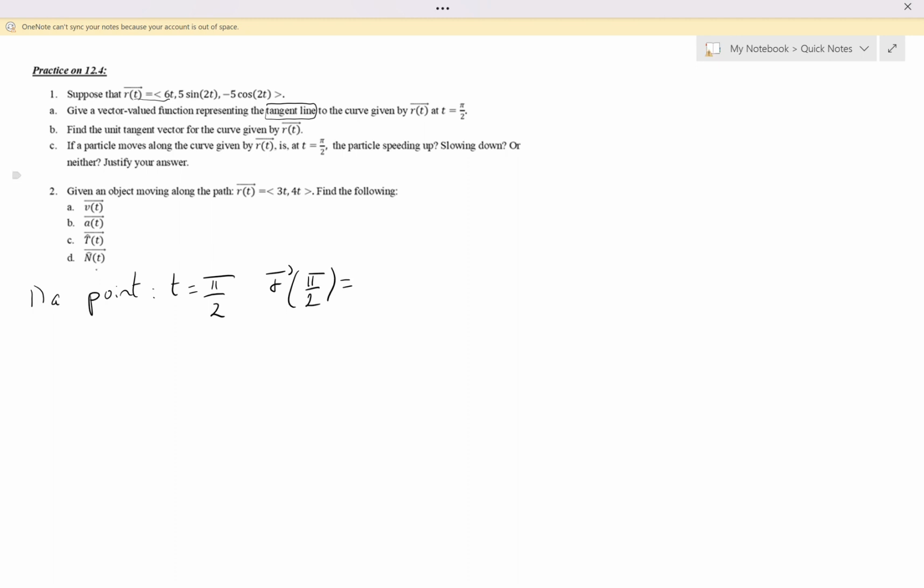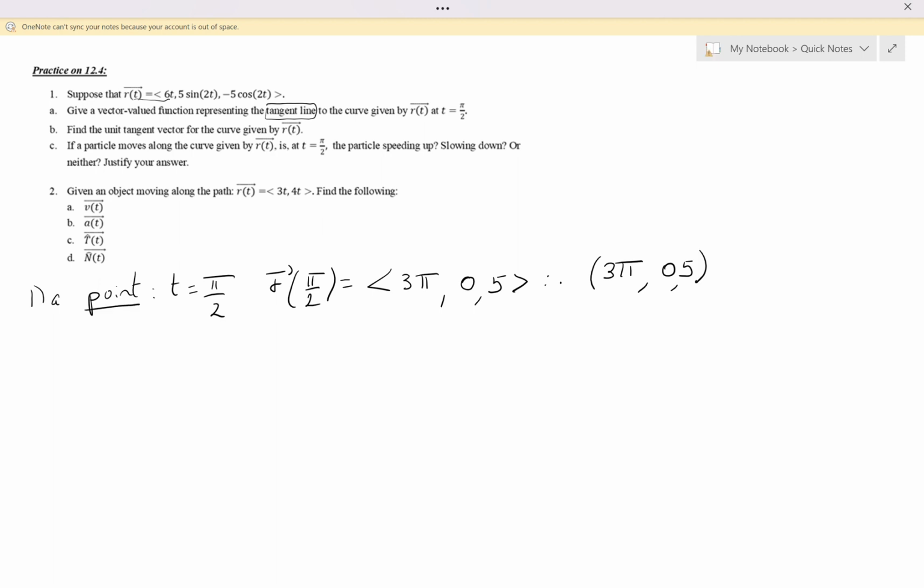Here if I plug in, 6 times pi over 2 is going to be 3 pi. 5 times sine of 2 times pi over 2, which is sine of pi, is 0. And then we have minus 5 cosine of 2 times pi over 2, which is cosine of pi. Cosine of pi is -1, but there's the -5 in front, so the value is going to be 5. Hence, the point on the curve at t equals pi over 2 has coordinates (3 pi, 0, 5). So I have a point.